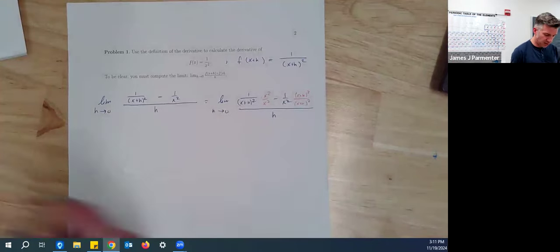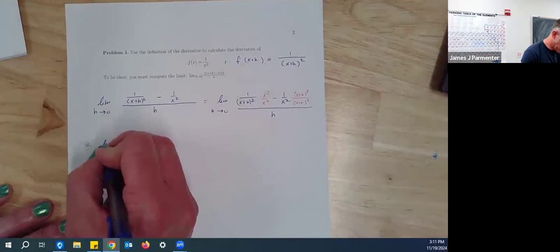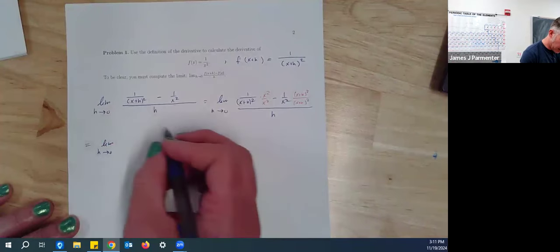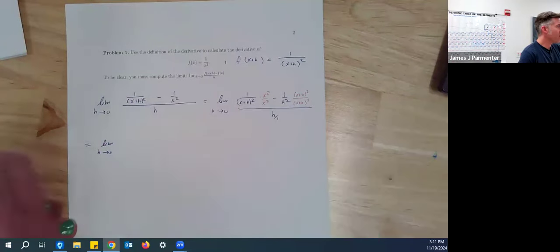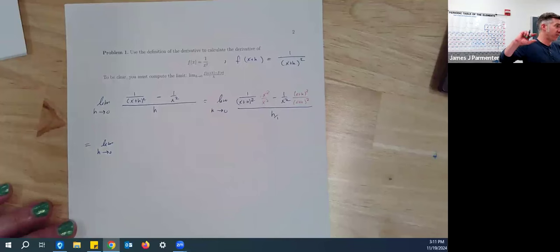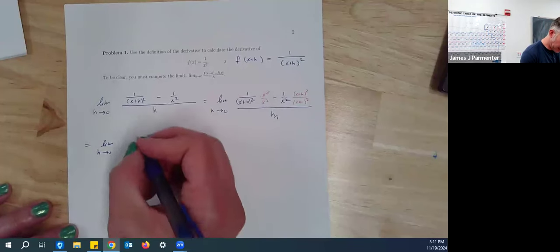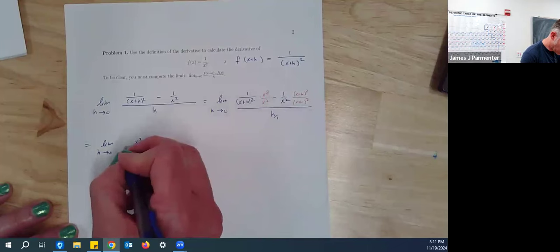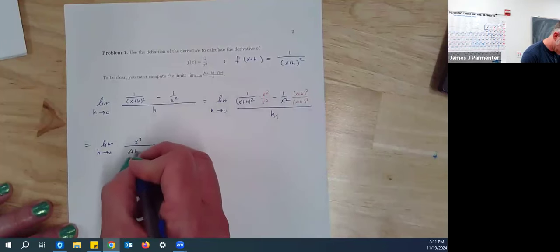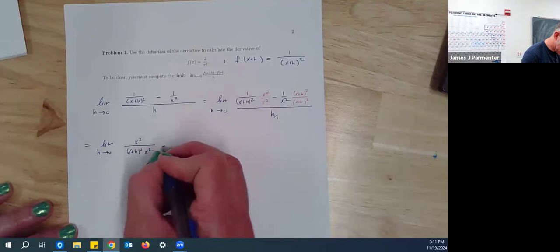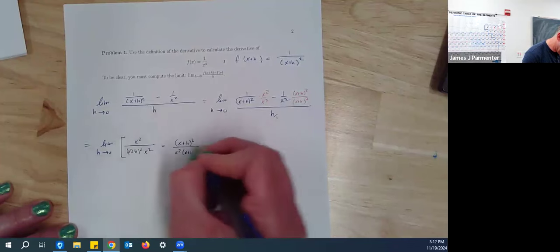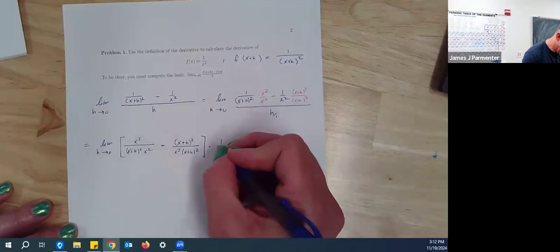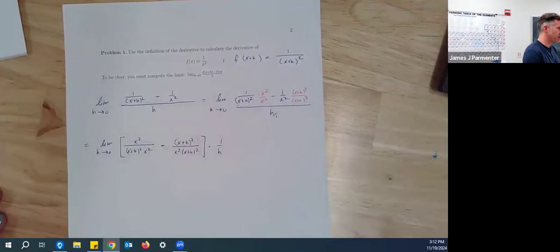We can make this a little bit less terrible, though, by doing the following. We're going to write this as the limit as h goes to 0. And then instead of dividing by h over 1, in the next step, we're going to multiply by 1 over h so we don't have fractions in fractions anymore. So we're going to write this as x squared over x plus h squared times x squared, minus x plus h squared over x squared times x plus h squared, all of that times the reciprocal of h over 1, which is 1 over h. It's just less terrible to write.